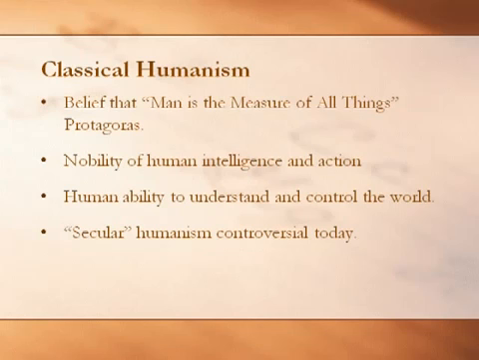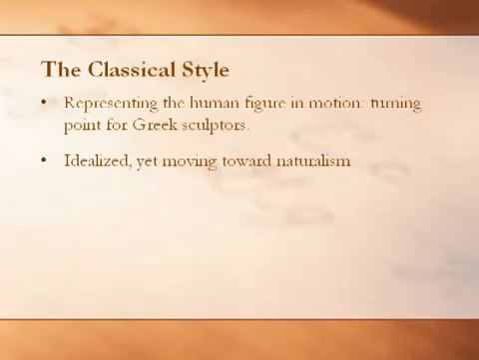All of this art led to a belief in humanism, and the belief posited by Protagoras is that man is the measure of all things. And so man is what became the subject of a lot of art. So there was a move from the gods to man. And there was also this idea of secular humanism, and that means non-religious. So again, a move from gods to man.